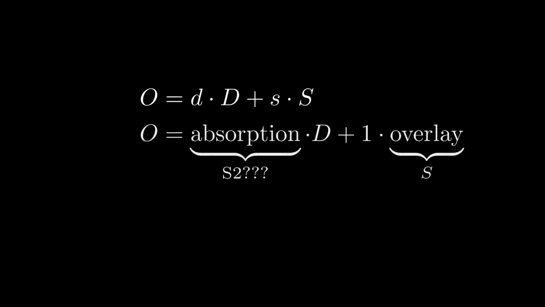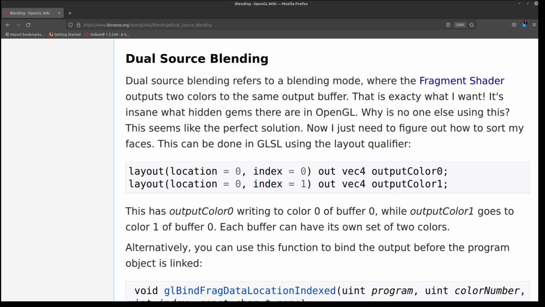Now let's look at the equation I want to have. The first term is for absorption, and the second term basically is the classical overlay transparency effect. As you can see, we would need two different source colors from the fragment shader, and that's not possible. Wait, what's that? Dual source blending. Dual source blending refers to a blending mode where the fragment shader outputs two colors to the same output buffer. That is exactly what I want.